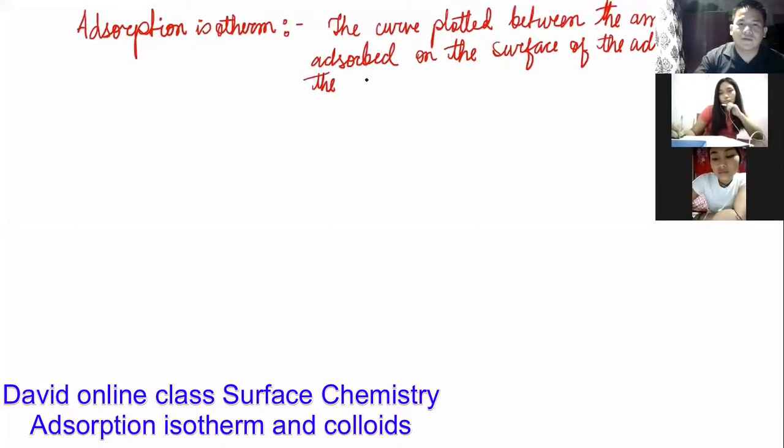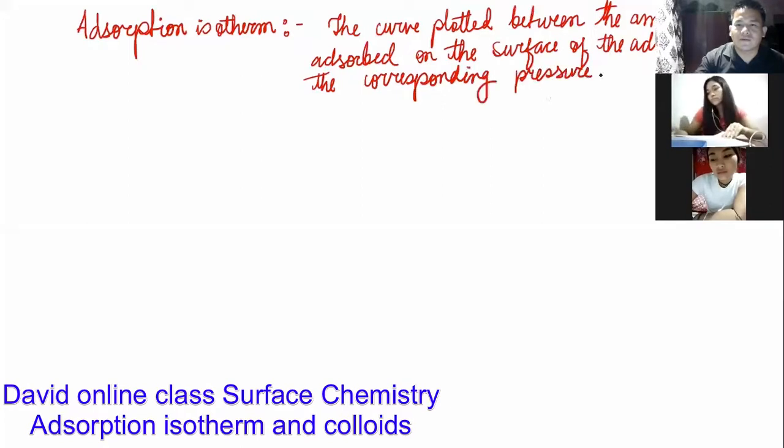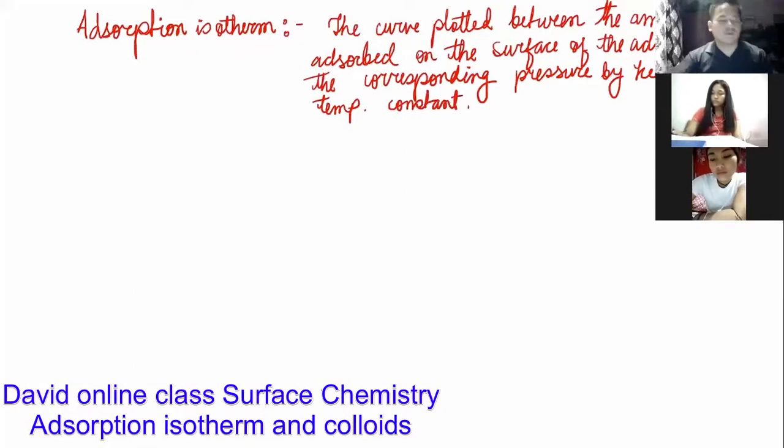The corresponding pressure. Clear? The amount of gas adsorbed on the surface of the adsorbent and the corresponding pressure, by keeping the temperature constant. This is called adsorption isotherms, the extent of adsorption.